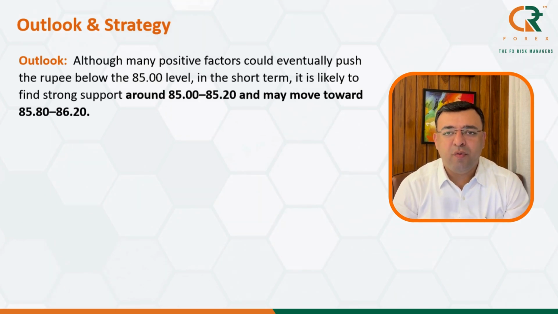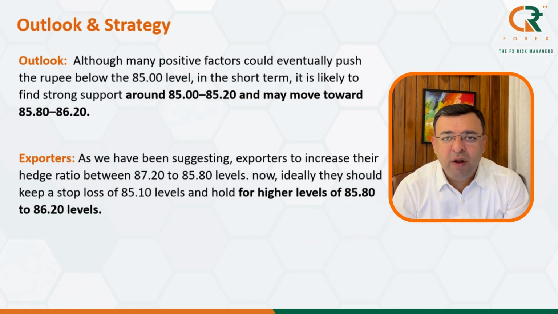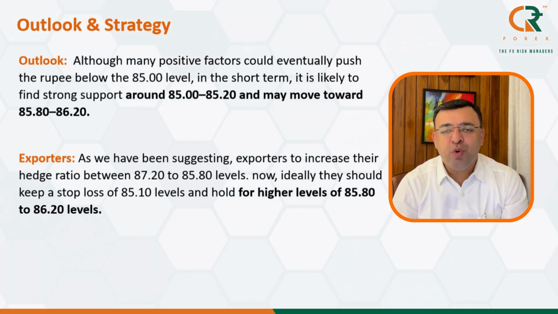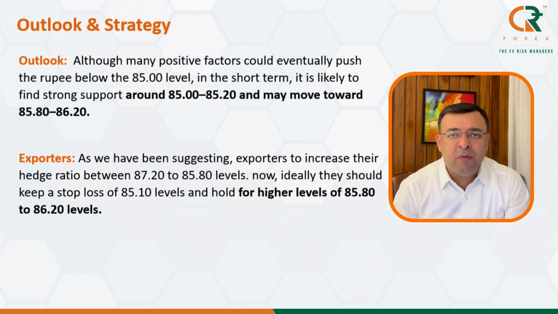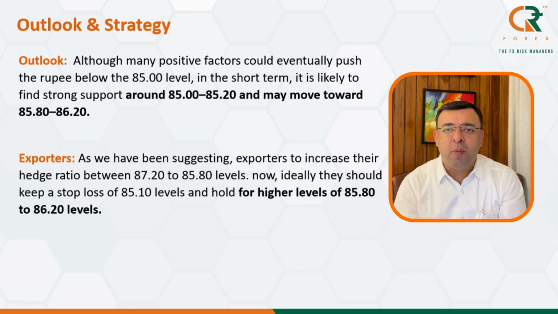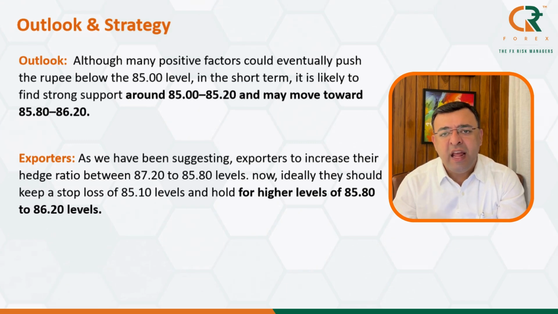Now let us discuss strategy for exporters. When the rupee was trading near 87.50 kind of levels, we were suggesting exporters increase the hedge ratio between 87.50 to 86 kind of a level. We are always pushing them to increase the hedge ratio. Now at current levels, we will suggest they keep a stop loss of 85.10 to 85.20 kind of levels and wait for higher levels of 85.80 to 86.20 to increase their hedge ratio.